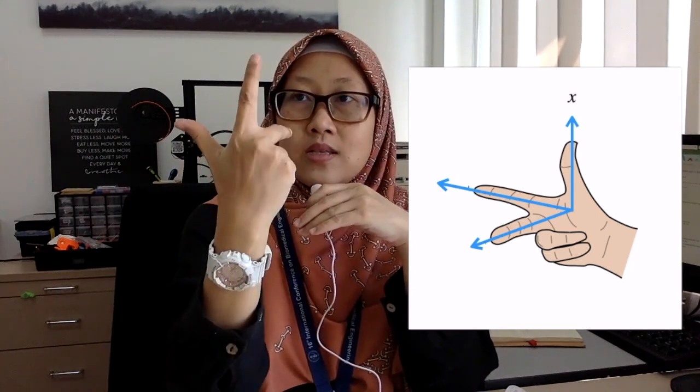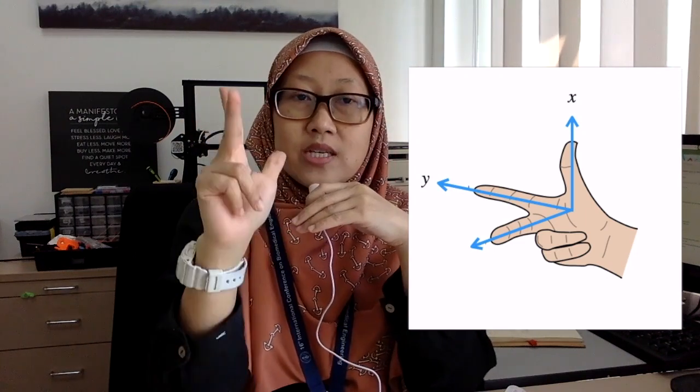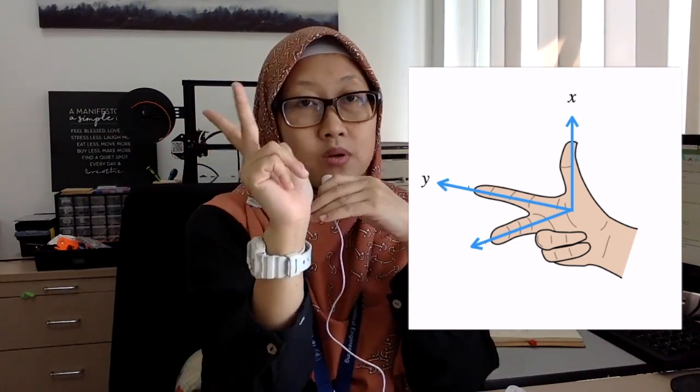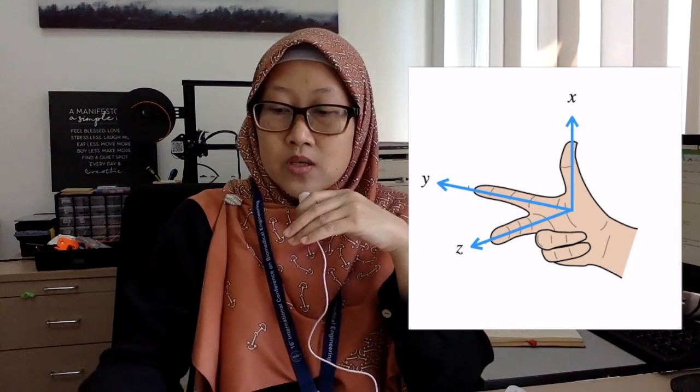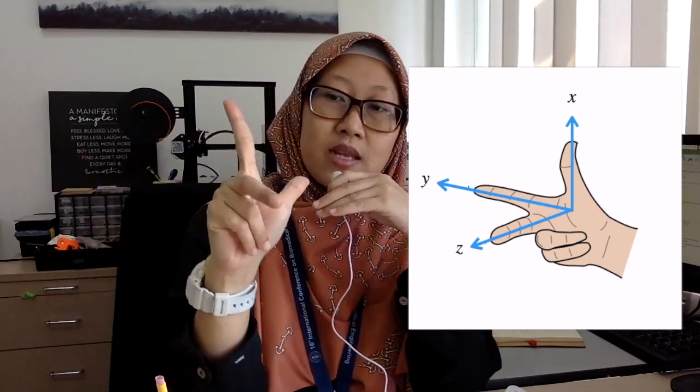The thumb would be the positive x direction. The index finger, the pointer finger, would be the positive y direction, and the middle finger would be the positive z direction. So if I were to illustrate it like this, this is my x, this is my y, this is my z. If I want my z to be on top here, I rotate the fingers, so this is my x, y, and also z.